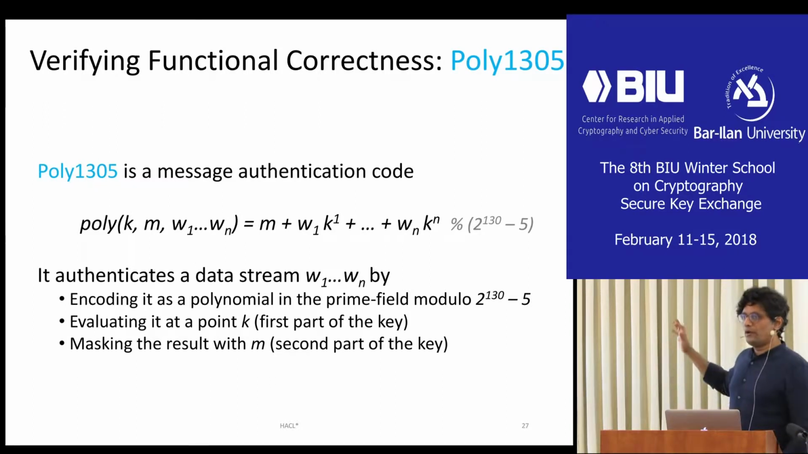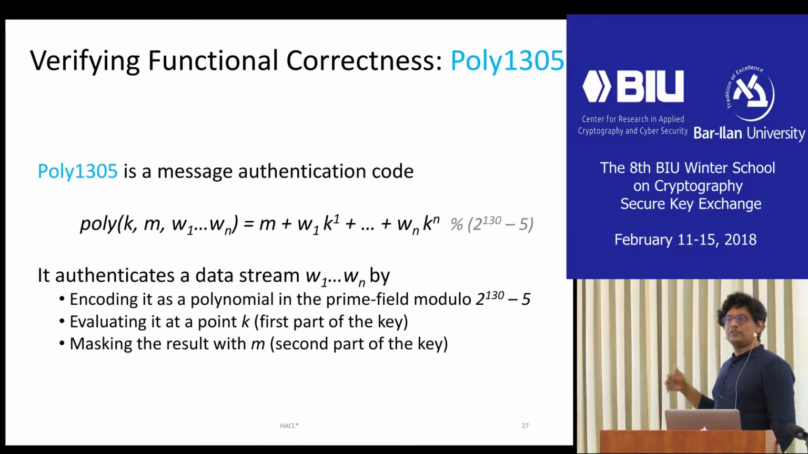If you know of the GCM mode, which uses a MAC called GHASH or GF128, it's a very similar construction, but there the additions and the multiplications are done in the Galois field of 2 to the 128 modulo an irreducible polynomial. Here it is actually prime modulo computations that we're doing, but the construction is very similar.